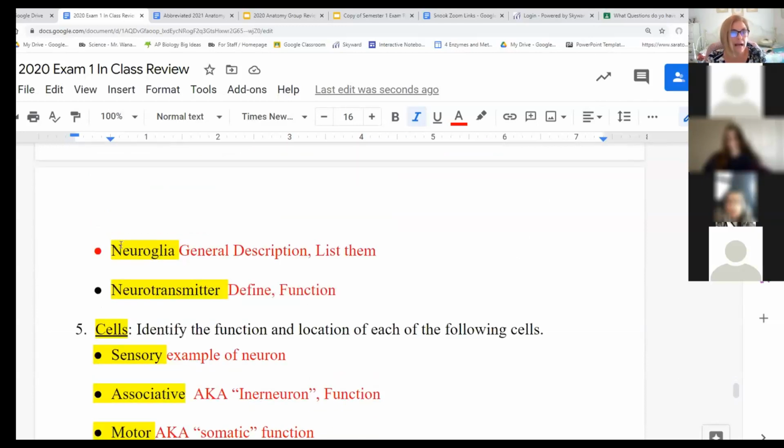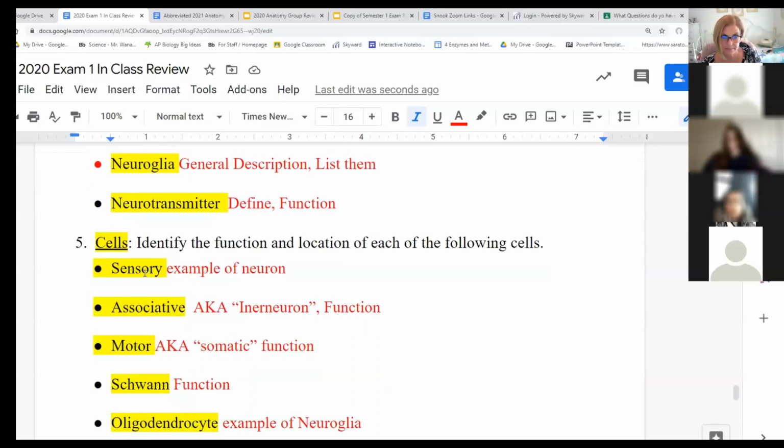You had a list of neuroglia. I'll come back to that when we get there. General description, these are the protective and supporting cells. Neurotransmitter, I already mentioned. Chemical signals.